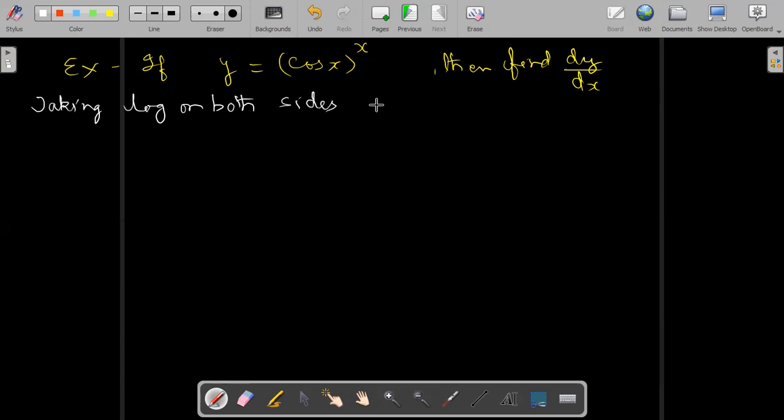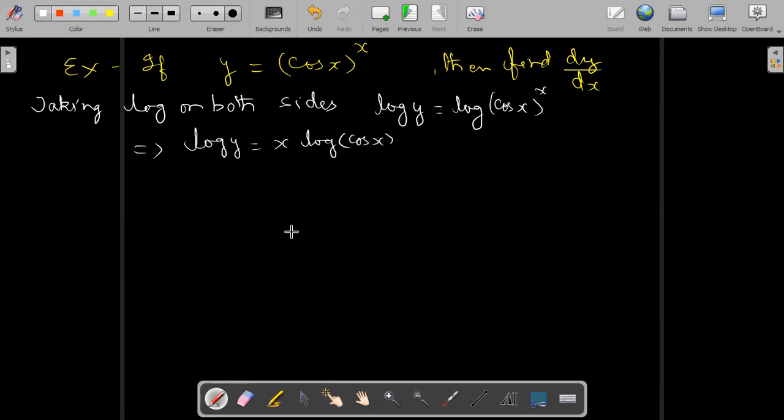So we get log y on the left side and log of cos x to the power x on the right side. Now you can apply the log formula on the right hand side. So the left hand side is log y, equal to log m to the power n, that is n times log m, so x times log cos x. You can see it is now converted into a very easy form to differentiate.